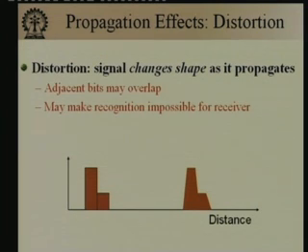Apart from attenuation, the other thing is distortion. That means the signal changes shape as it propagates. Now, if it changes shape in this way, adjacent bits may overlap and may make recognition impossible for the receiver. So, what might happen is the signal changes shape. Now, why does it change the shape?